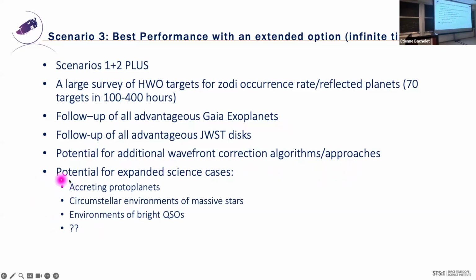And then, of course, there are things beyond planets that we could do. I say accreting protoplanets, you could do circumstellar environments of massive stars, right? If you have no limit to how faint you can go, you can start doing interesting science with massive stars and their environs. You can look at bright QSOs and look at their environments down to very small inner working angles. And then, of course, I want you all to think, if you had high contrast and a small inner working angle, what would you do? And tell us.